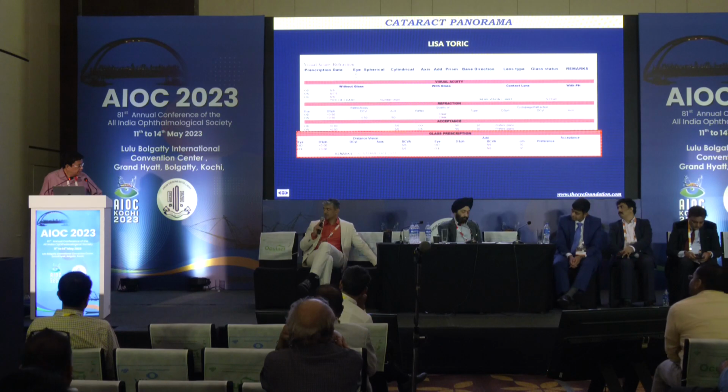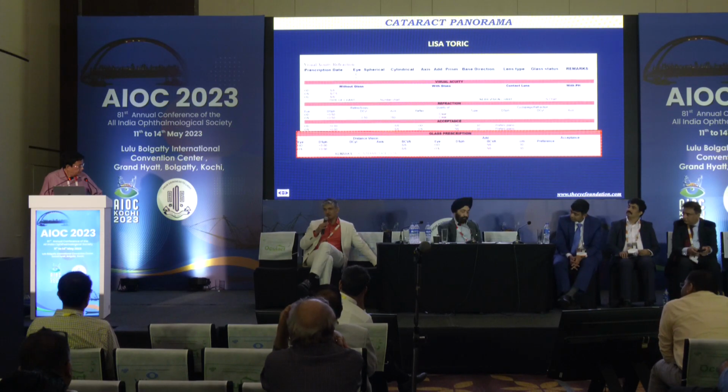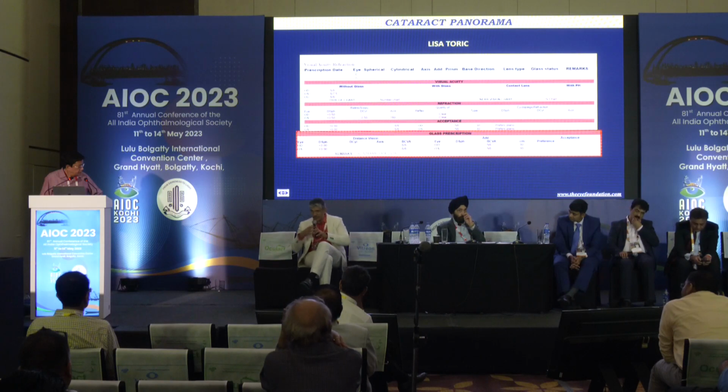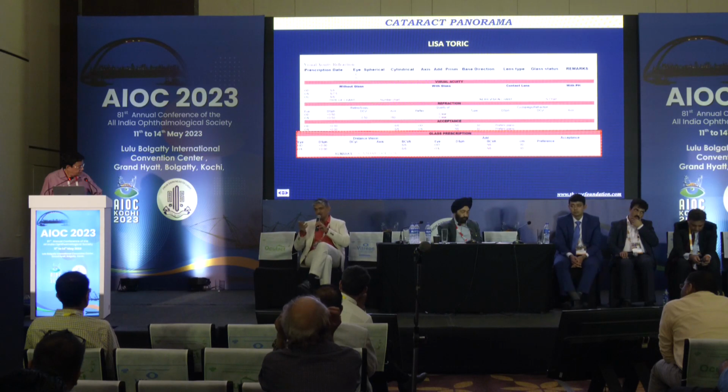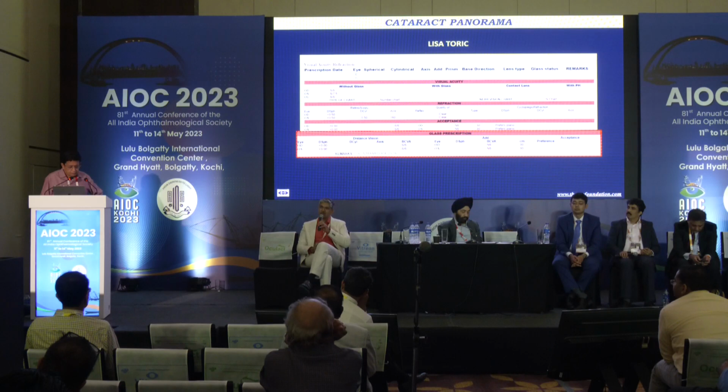Correct. But the other thing is with the Lisa, the rings are usually on the anterior surface. When you implant it the reverse way, then the rings are in the posterior surface. So basically, the effective lens position, there's a little difference. You may get like a 0.25 diopter shift or so, but it may not be very significant to affect the visual outcomes.